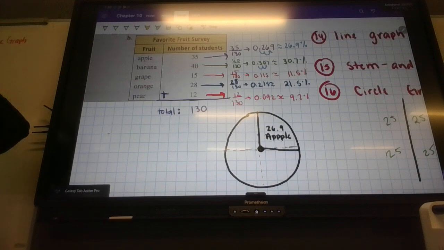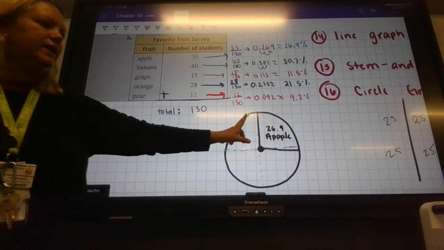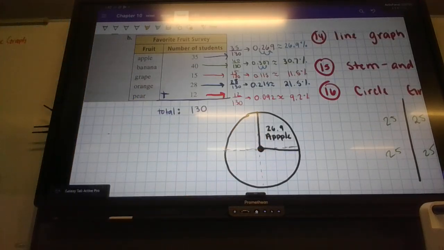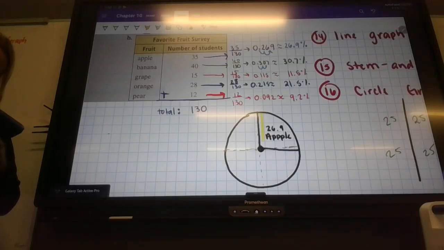I literally looked for the one near 25% because I know that's going to be that 90-degree angle in there. There's 75% remaining. Maybe I'll color it in. There we go.